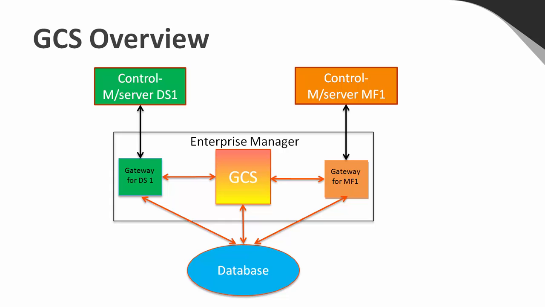In the illustration here, you will see two control room servers at the top. The green box represents DS1, the distributed data center, and MF1, which is a mainframe data center. As you can see, they're both connected to the same enterprise manager, and within the umbrella of enterprise manager, you'll see the GCS and both gateways that talk to each corresponding data center. And within the enterprise manager, they're all writing to the same database.